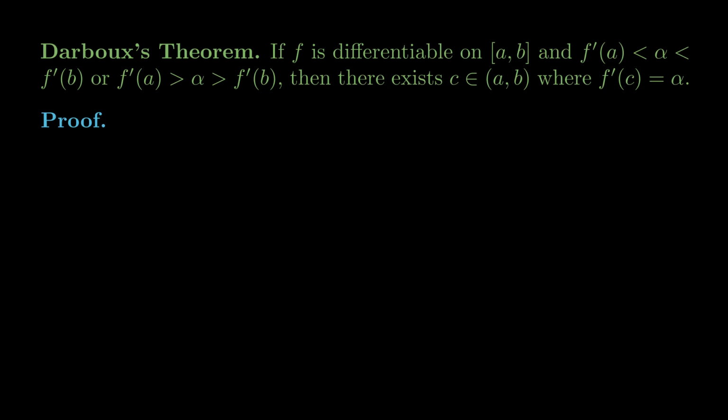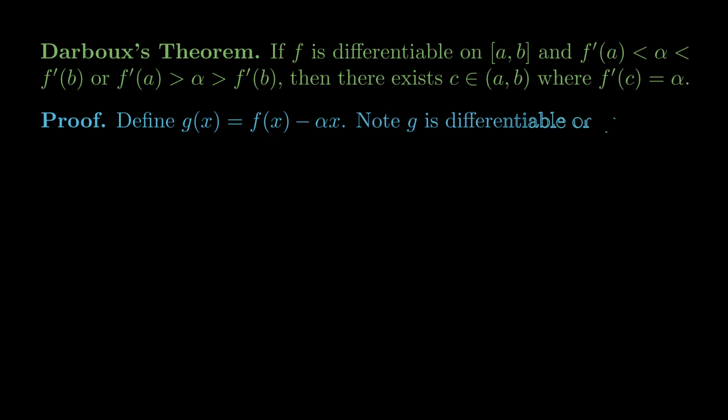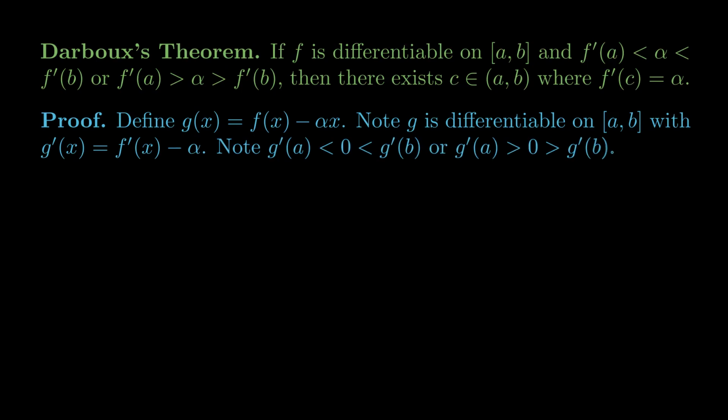For the proof, it'd be nice to deal with a more specific case, so let's define g of x to be f of x minus alpha x, and we can note that this g is differentiable on a b, with g prime of x equal to f prime of x minus alpha. But recasting our hypothesis in terms of g, we get that 0 is strictly between g prime of a and g prime of b, and we just need to show that there exists a c in the interval a to b such that g prime of c equals 0.